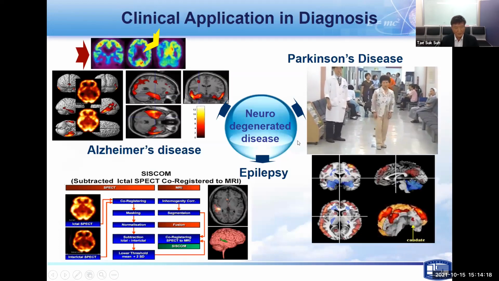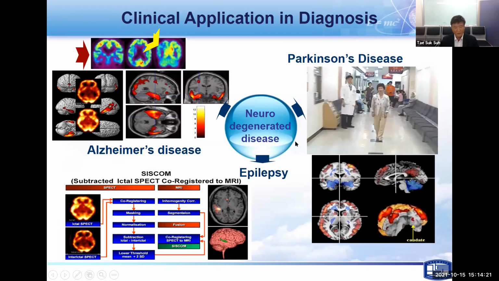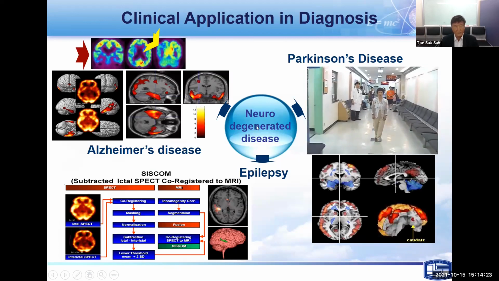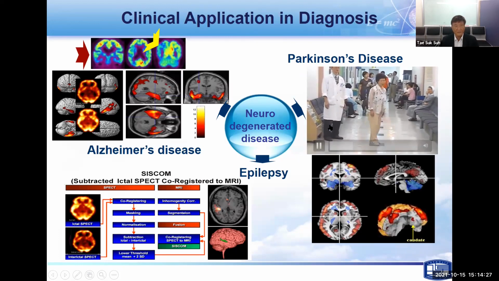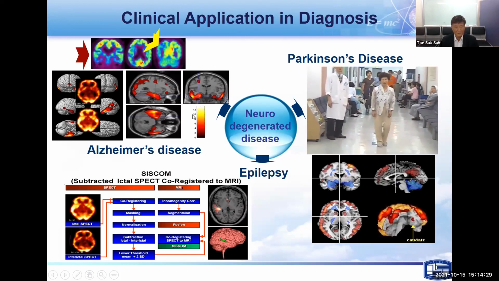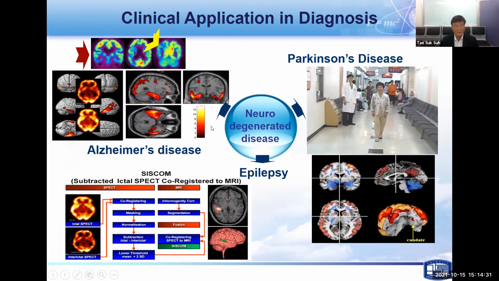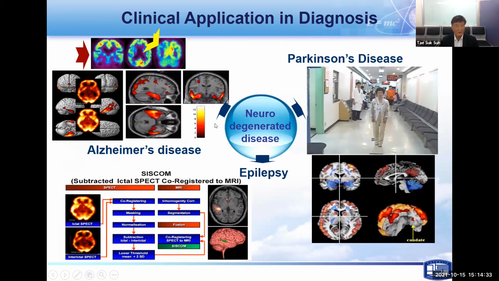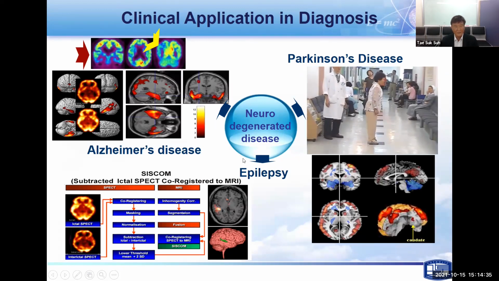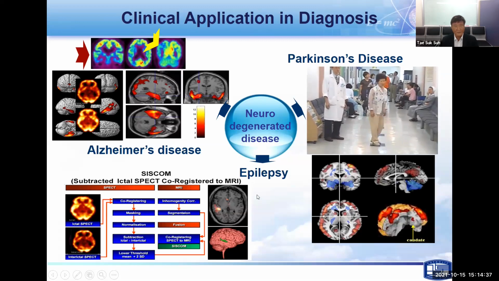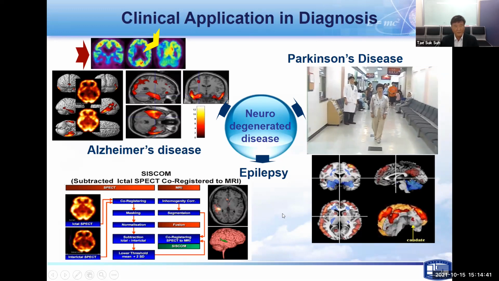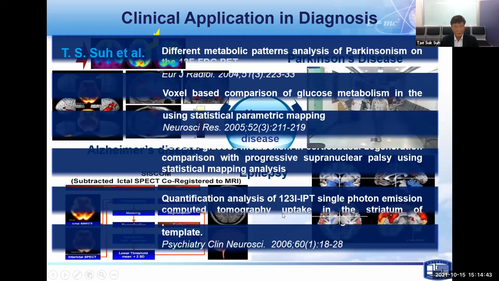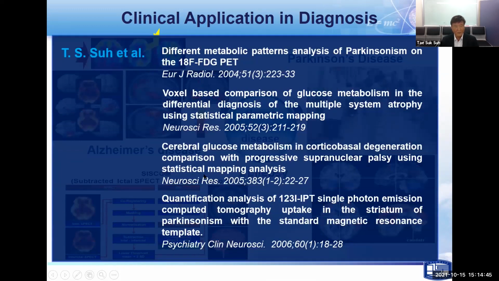Multi-modality images are also very useful for diagnosing neurodegenerative disease such as Parkinson's disease or Alzheimer's disease, especially using PET-MR or SPECT-MR. I will not discuss this issue in detail here. Maybe you can refer to my previous publication for more information.